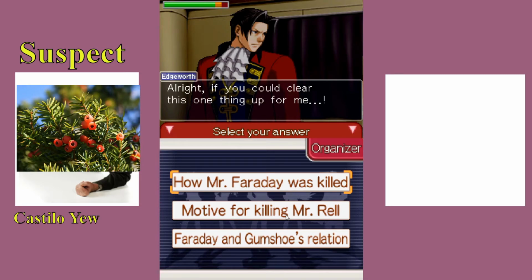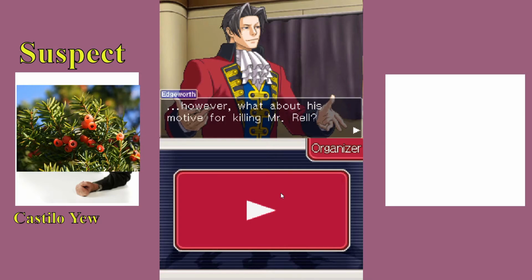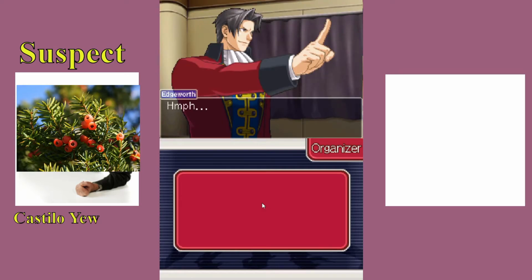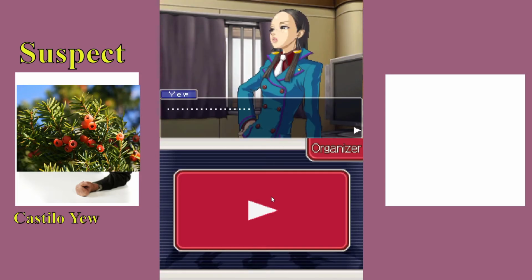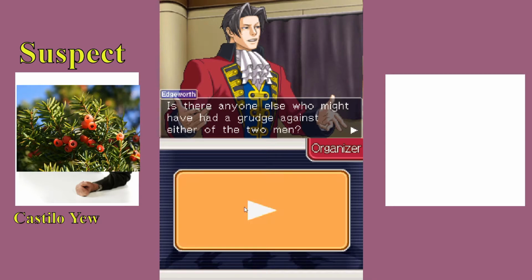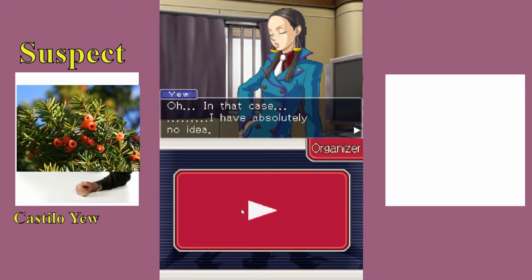Motive for killing Mr. Rell? I understand Detective Gumshoe's potential motive for killing Mr. Faraday. However, what about his motive for killing Mr. Rell? His motive for killing Rell? Like I would know. If there was no clear motive for both the murders, then I doubt this incident would have occurred. Wouldn't you agree? Is there anyone else who might have had a grudge against either of the two men? Should we look into that ourselves? Oh, in that case, I have absolutely no idea.